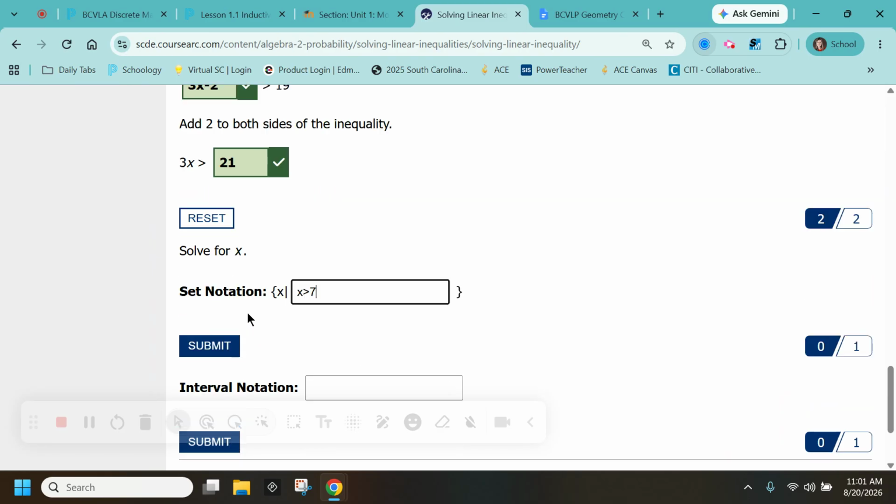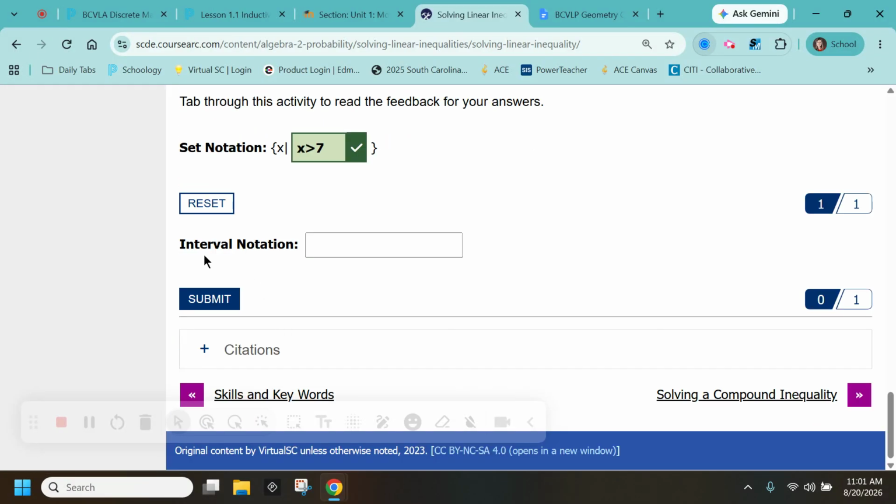And so in set notation, the set of all x such that x is greater than 7. In interval notation, since we know that x is greater than 7, 7 is our lower value. And so then that goes off to positive infinity. And make sure for infinity you type in INF. And then whenever you have infinity, it is always a parentheses.